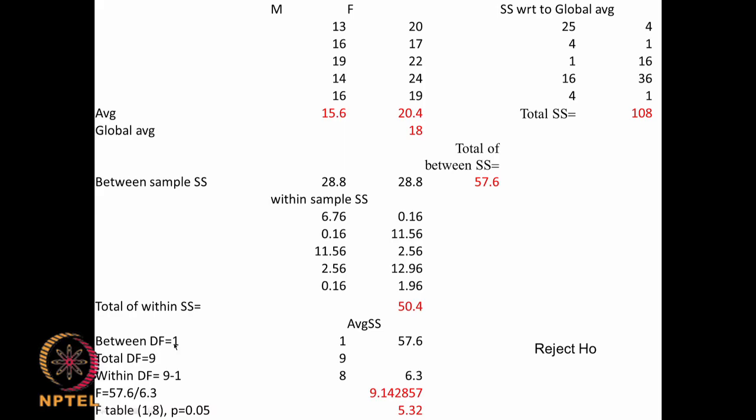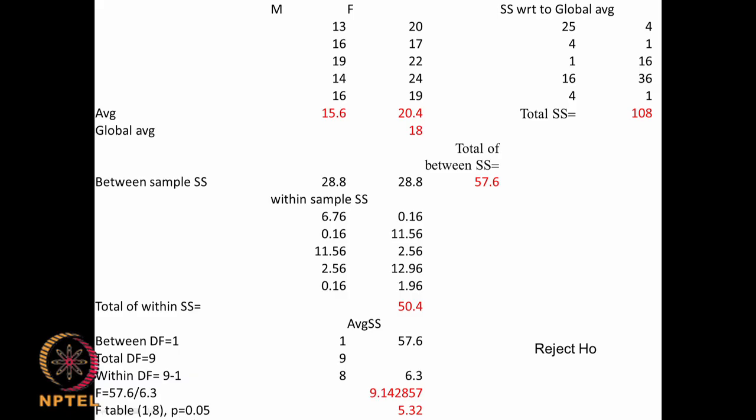Now, between, because we have 2 groups, the degrees of freedom is 1, okay, and for the total as I said degrees of freedom is 9, for within 9 minus 1 is 8, and the F ratio will be 57.6 divided by 1, that is the average 57.6. Here it is 50.4 divided by 8, that comes to 6.3. So, the F ratio is 57.6 divided by 6.3, that comes to 9.14.